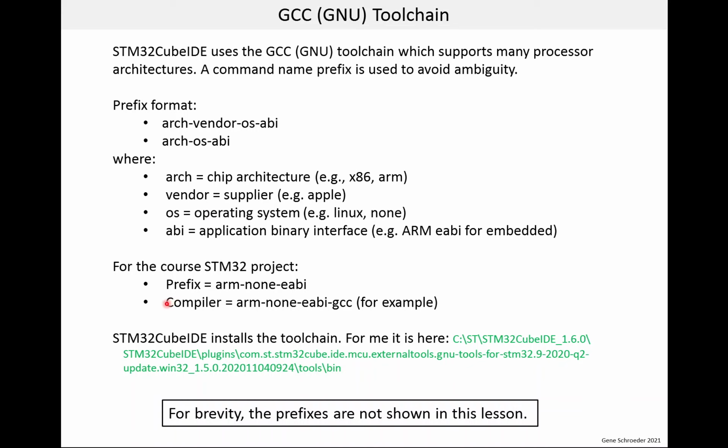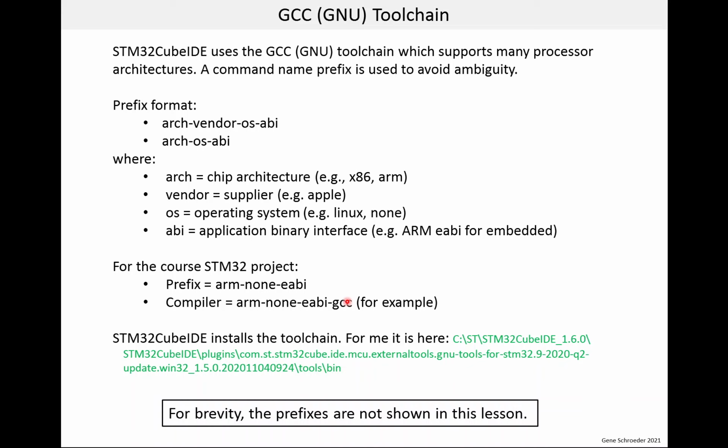So that means the compiler, which you normally think of as GCC, would actually be ARM-none-eABI-GCC. I need to emphasize that this is a cross-compiler, and the prefix refers to the destination or the target of the code, not the machine you are using to do the build. In my case, that is Windows. So there is a different version of ARM-none-eABI-GCC that would run on Linux.